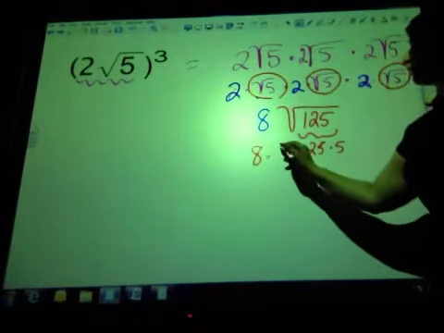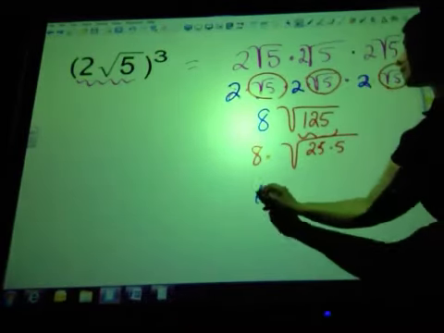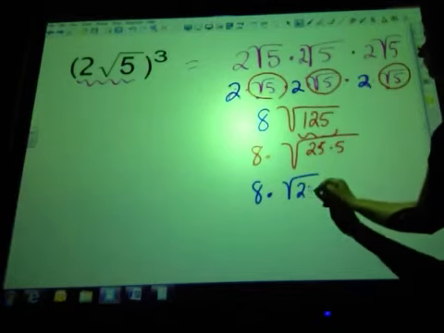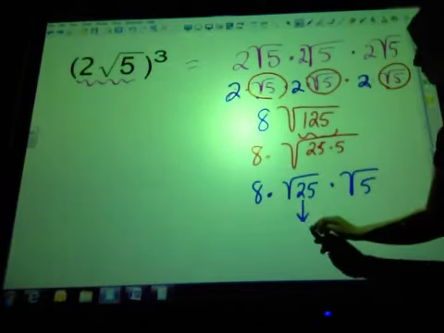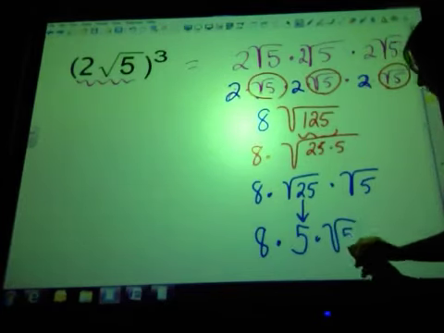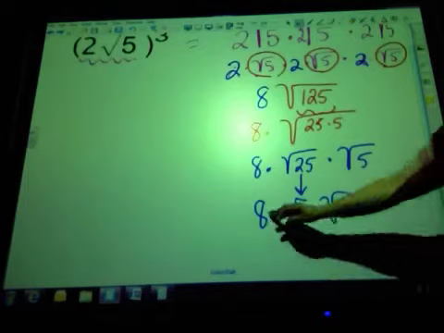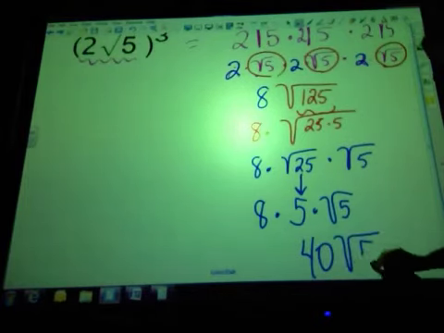So I still have my 8. I still have this under the square root sign. So 8 times square root of 25 times the square root of 5. Square root of 25 is 5. Bring down all this other stuff. 8 times 5 is 40. Can't do anything else with the square root of 5. So I just leave it there.